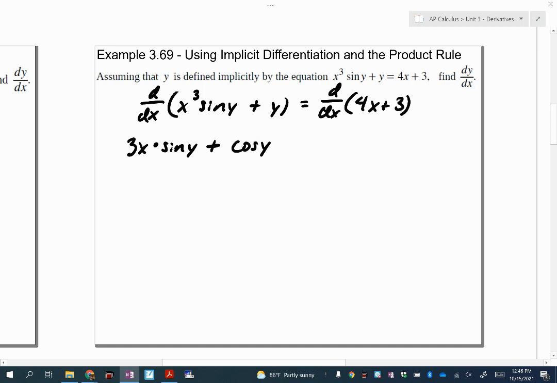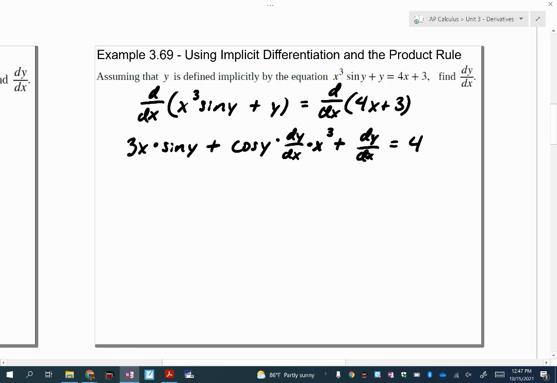But remember, because we have y in our argument, we have to multiply this by dy/dx, and then times the original first one, which is x cubed, plus the derivative of y is 1 times dy/dx, and that equals the derivative of 4x plus 3, which is just 4.